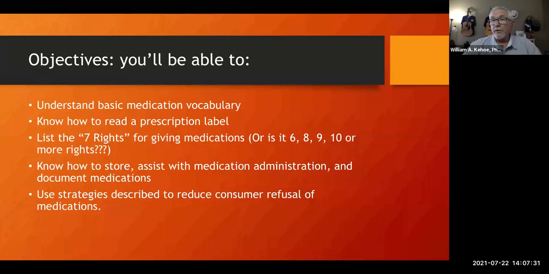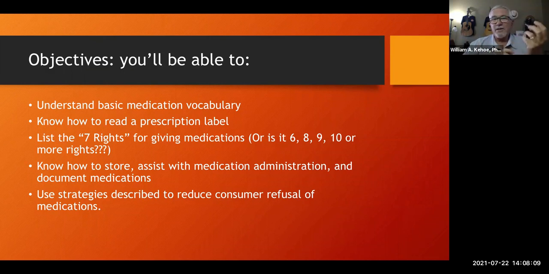So when you come away from this talk today, you should have a basic understanding of some of the medication vocabulary that we use when we work with patients or consumers and medications. I'm also going to talk with you about how to read a prescription label, and this applies not just to the consumers you help with, but to all of us when we pick up prescriptions at the pharmacy. What kind of information is on that bottle? It can be really helpful to you as a care provider to know how to read a label and where to find all this information, because a lot of the things you need to know in helping them to take the medications or giving them are there.